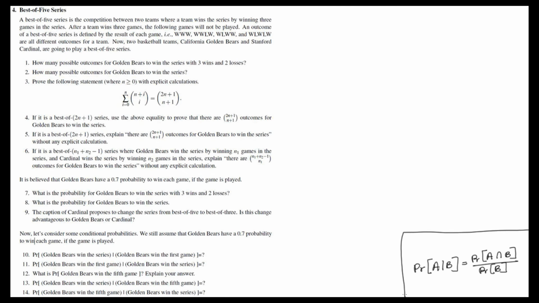Now we're going to quickly look at some conditional probabilities. We're still going to assume that the Bears have a 0.7 probability of winning each game if the game is played. For example, in part 10, we want to know the probability that the Bears win the series given that the Bears win their first game. I've written down in the corner this very handy definition of conditional probability: the probability of A given B is equal to the probability of A and B happening divided by the probability of B.